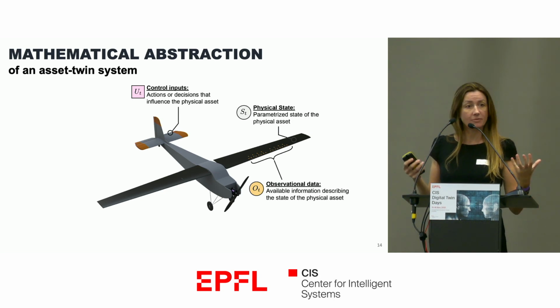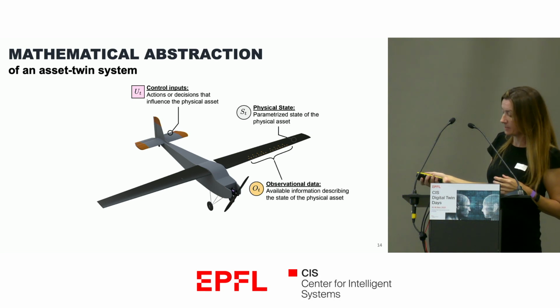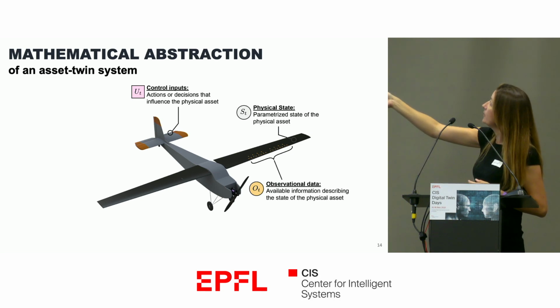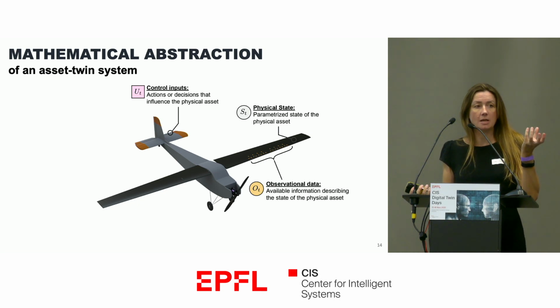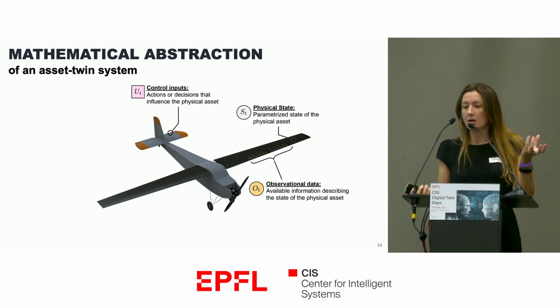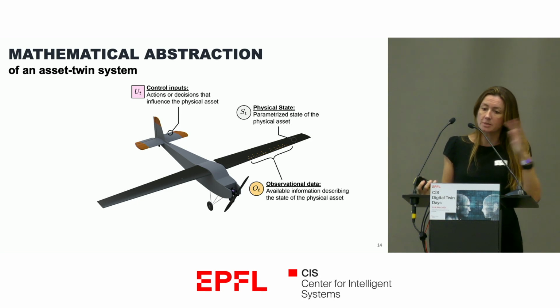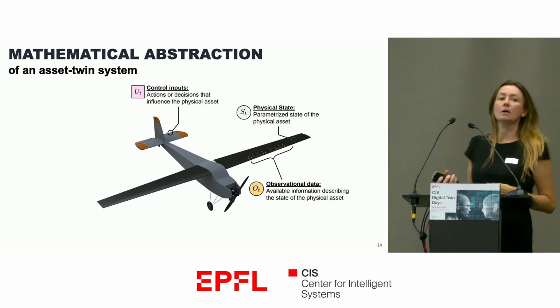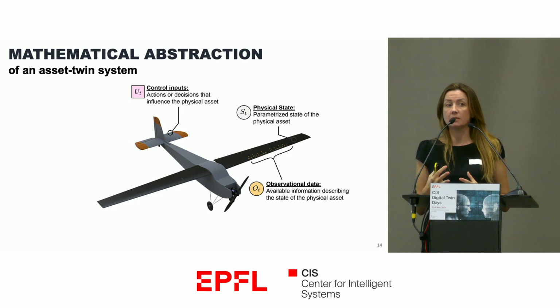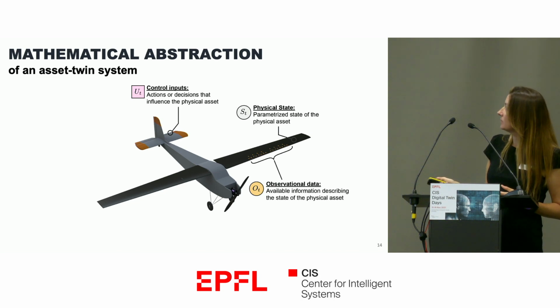To do that, we're going to define 6 elements. The first 3 elements live in the physical space. The first one here is the physical state. So we're going to think very intentionally about what is the physical state of the system that we want to track over time. The subscript T here denotes a time index. Then the observational data: what is all the available information that we have describing the state of the physical asset?